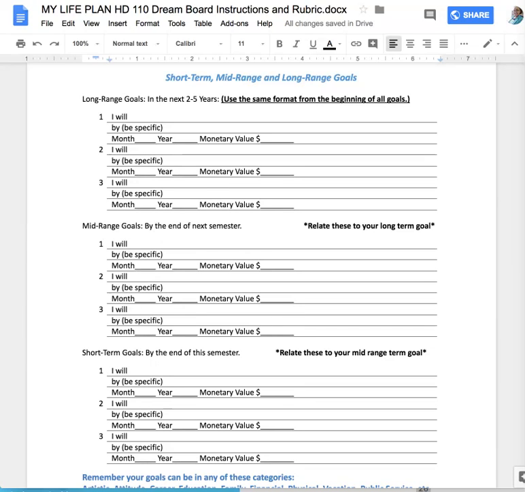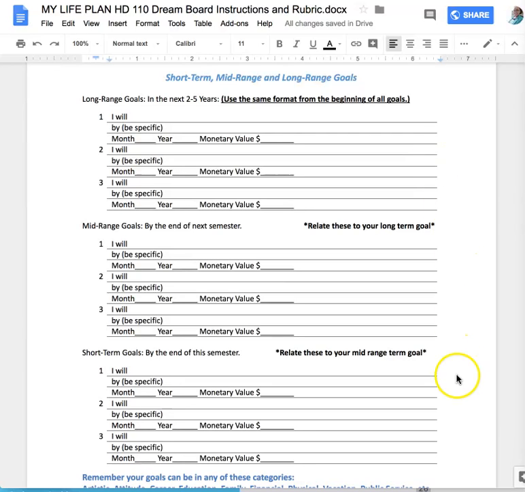So for example, let's say your long-range goal is I will be a doctor. You have specific day and month and the monetary value for that. Then you could have 2 more long-range goals in the I will format. So some of your mid-range goals could also be related to that long-term goal. For example, you could write down, I will graduate from medical school, or I will find a residency in my specialty, or I will take my MCAT, my medical exam, or I will find a medical internship.